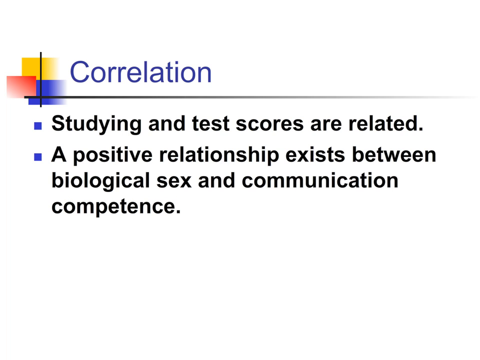All right, the second one, positive relationship. So here we're stating what type of relationship we actually think is happening, positive as opposed to negative, exists between biological sex and communication competence. Now that's a specific type of correlation because biological sex is nominal. So that's a specific type of correlation that's not a Pearson correlation, but we can still test that.